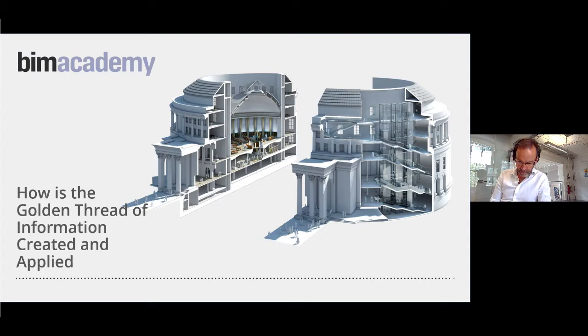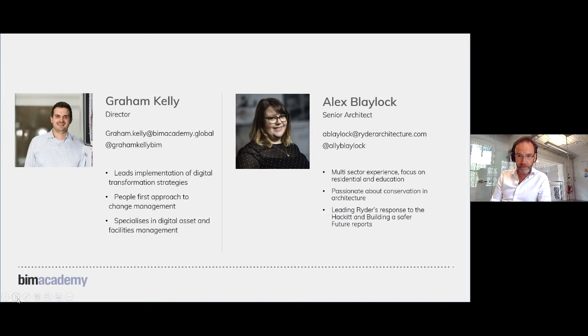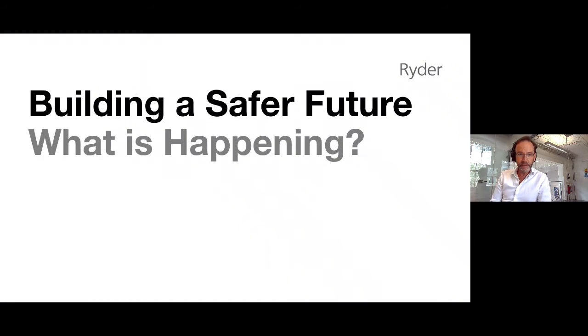So it's very, very timely, and I'm going to hand over to Alex to start with her talk, which is really focusing around Grenfell and the outcome of the Hackitt report. So I'll hand over to Alex.